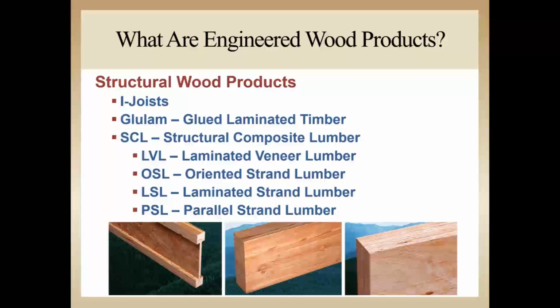I-joists are typically used as floor joists and roof joists. Glue-laminated timber, or glulam, are typically used as beams and columns. A group of other products are classified as structural composite lumber, or SCL. SCL products are laminated veneer lumber, LVL, oriented strand lumber, OSL, laminated strand lumber, LSL, and parallel strand lumber, PSL. SCL are used for a variety of structural applications including beams, headers, and occasionally columns.